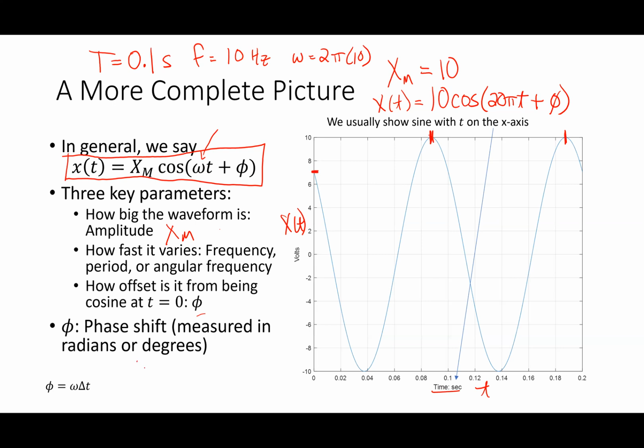So I have 7 equals x of 0, and that's equal to 10 cosine of phi, and then I could figure out what phi is. Now, we can go through and solve that, but just looking at this, is that phi going to be negative or positive? Anybody know? It'd be positive since it's shifted to the left, right? Positive since it's shifted to the left.